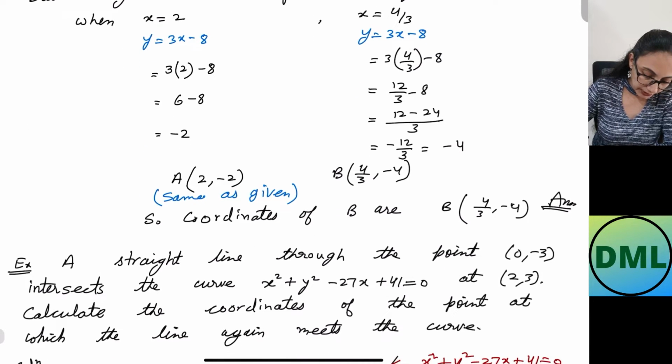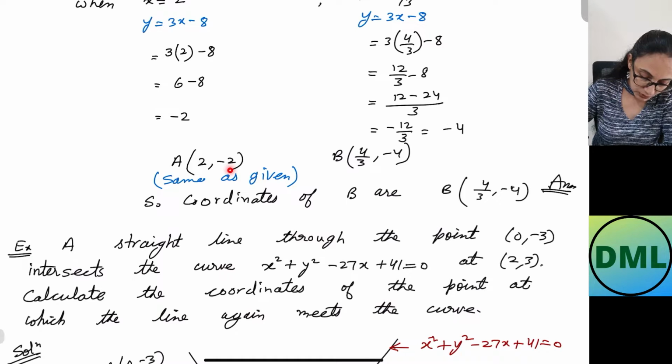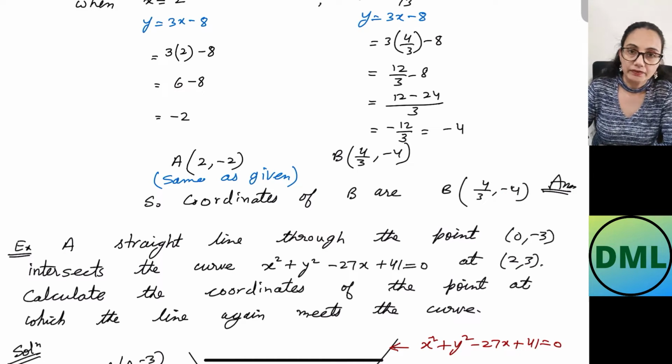So our coordinate A will become (2, -2) and B will become (4/3, -4). Now (2, -2) is the same as the given coordinate. So our coordinates of B will become (4/3, -4). Now let's see one more example.